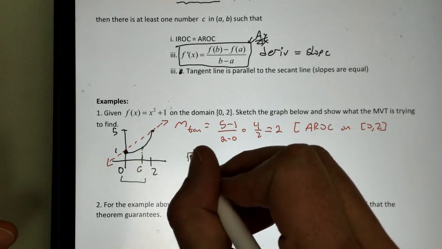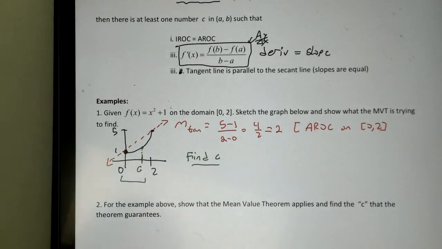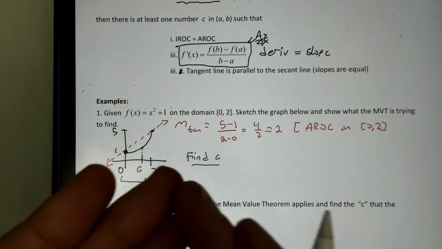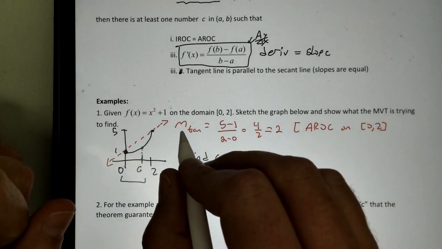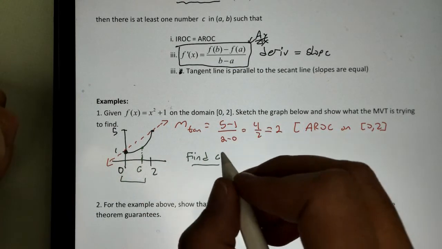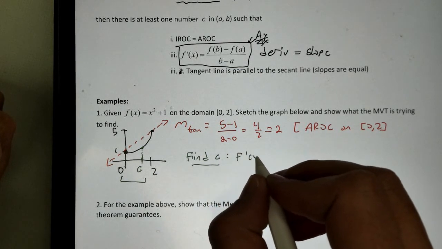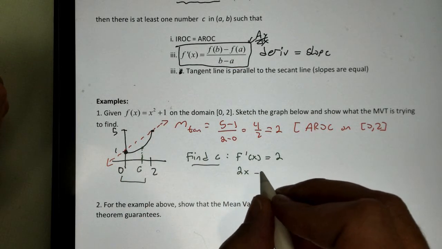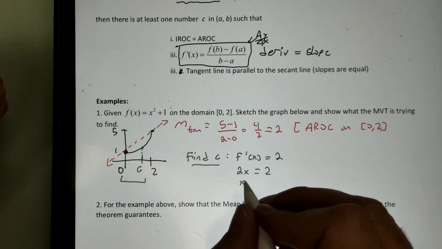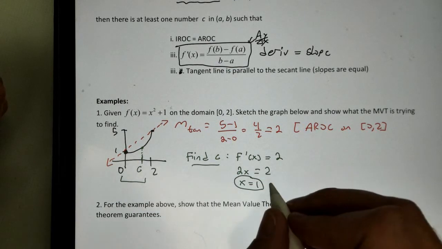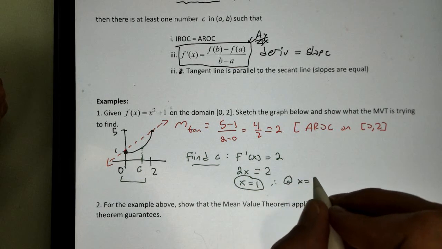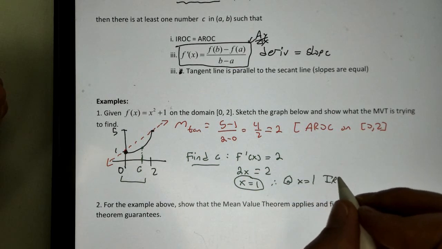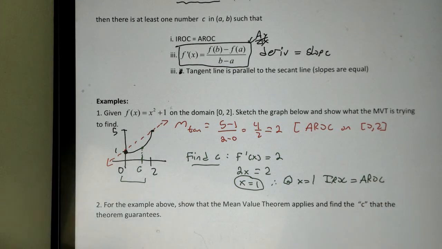Well, how can we find C? And that's the question today. How can we find that C value? Well, it's not really hard to get if we understand what we're looking for. Remember, we want to find out where the slope is equal to 2. Well, we know how to find slope, so we want to find out where the derivative of our function equals 2. The derivative here is going to be 2x. Set that equal to 2, and we know that the x value has to be 1. So therefore, we're saying at x equals 1, the instantaneous rate of change will equal our average rate of change. And that is what we call the mean value theorem.